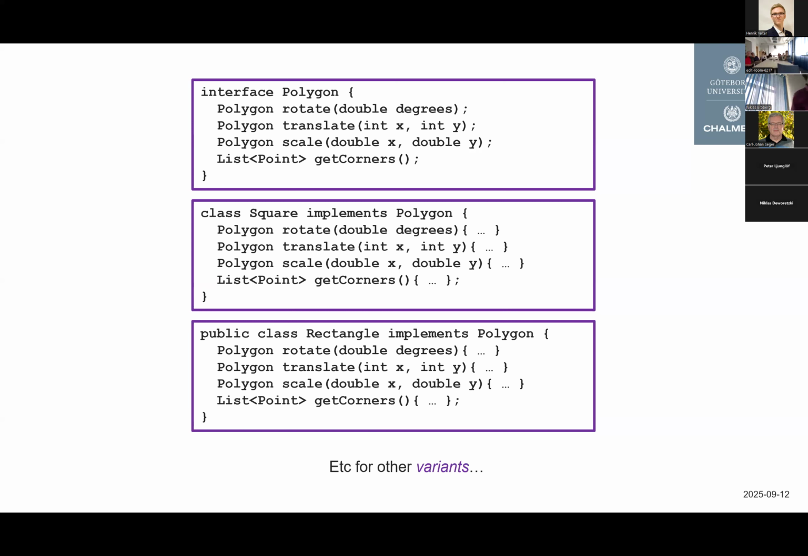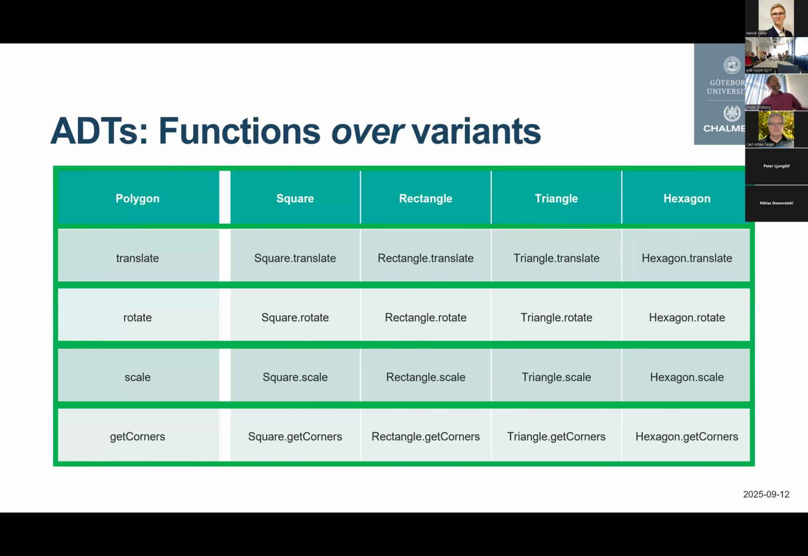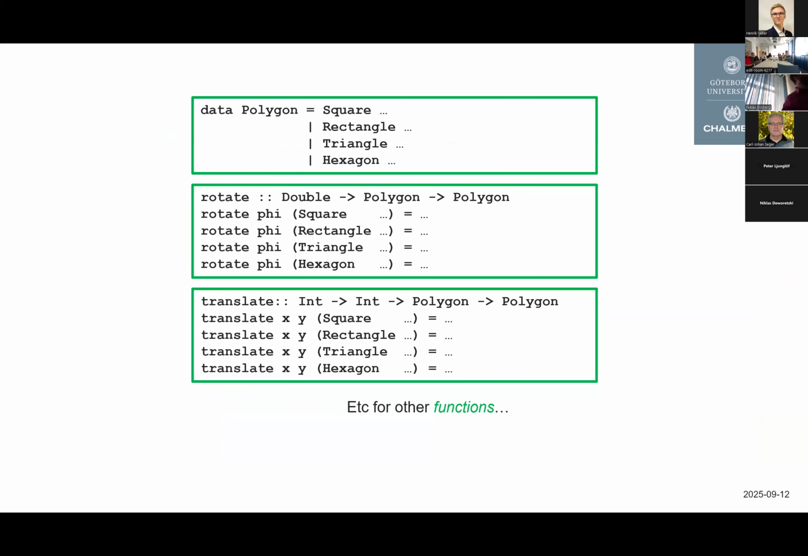But that's kind of a side issue. The point here is this. The point is that we can extend freely with new variants. And if we have algebraic data types, we get the transposition. So instead of going this way, we go this way. So in Haskell, we instead define a data type and we enumerate the expected variants, namely the constructors.